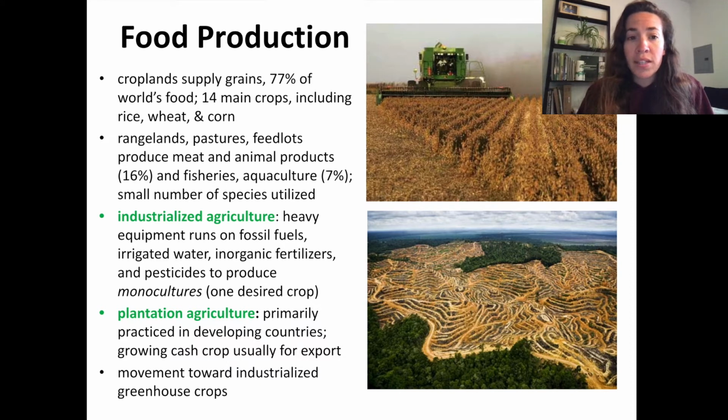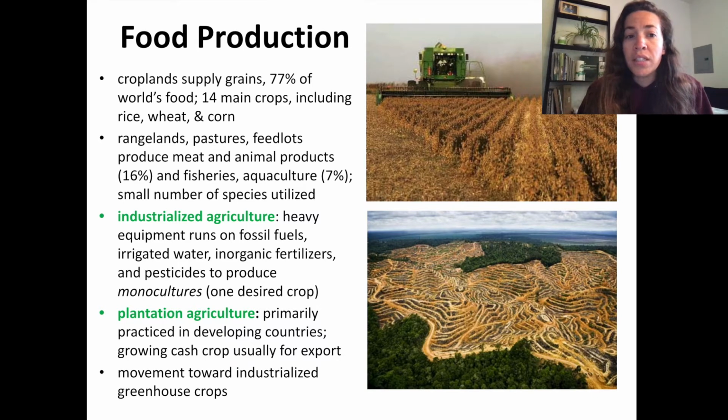Obviously, rangelands, we said, take up a huge amount of our space, and they produce our meat and animal products. But we've moved towards feedlots, moving away from traditional rangelands, where we can intensify our production of meat. And we'll also talk about the number of fisheries and aquaculture projects that are going on right now that provide another source of protein for a lot of people on this planet.